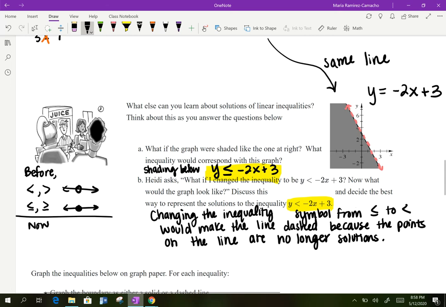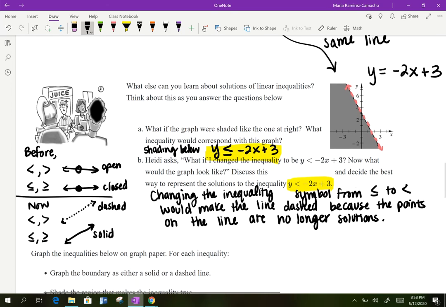Now, what I'm saying is that when you graph these lines, less than, greater than will give you a dashed or dotted line, okay, as long as it's not a solid line, and less than or equal to, greater than or equal to will be a solid line. Okay, please let me know if you have any questions regarding this.